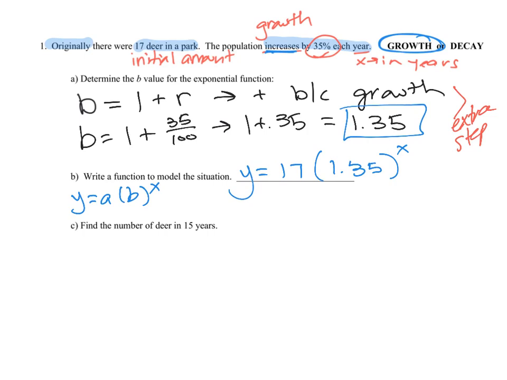Because it was just, the B value is directly given to us. And now the B value is not directly given to us. We have this extra step. And once we figure out this extra step, we can put that right into our y equals a times b to the x. Find the number of the deer in 15 years.